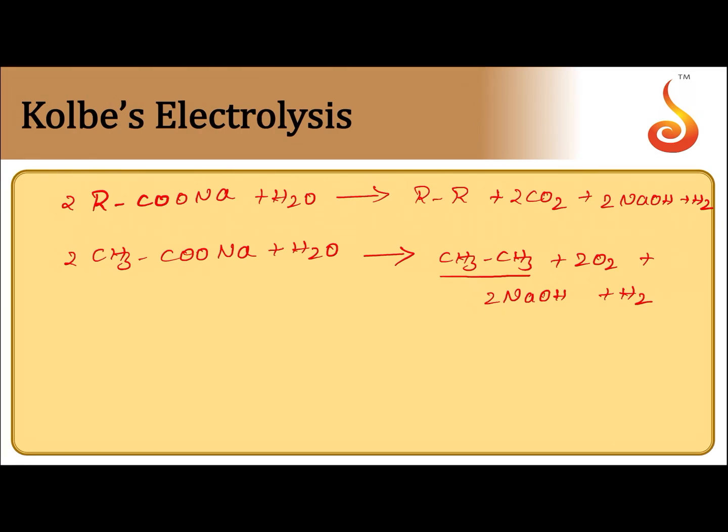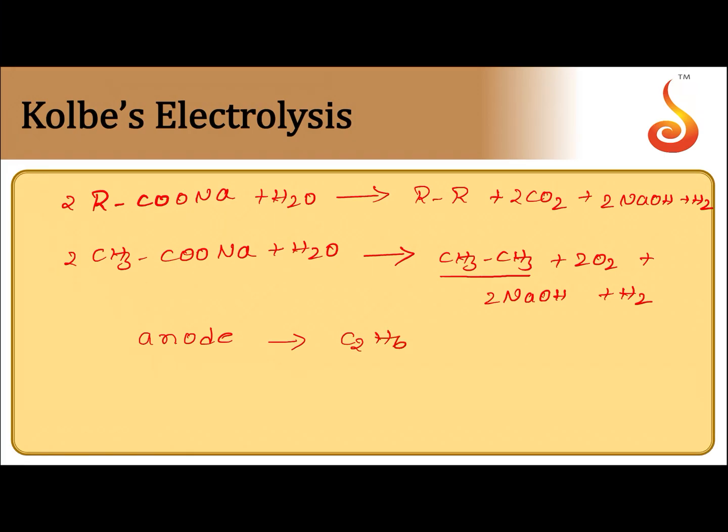Okay, so what is happening here? We are getting a hydrocarbon, an alkane having twice the number of carbon atoms as that of the carbon atoms present in the alkyl group of the carboxylic acid. This is nothing but Kolbe's electrolysis or electrolytic decarboxylation.